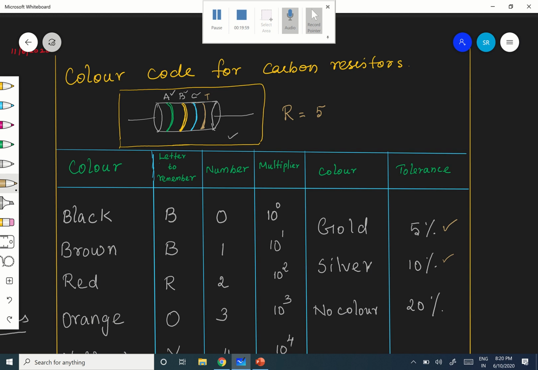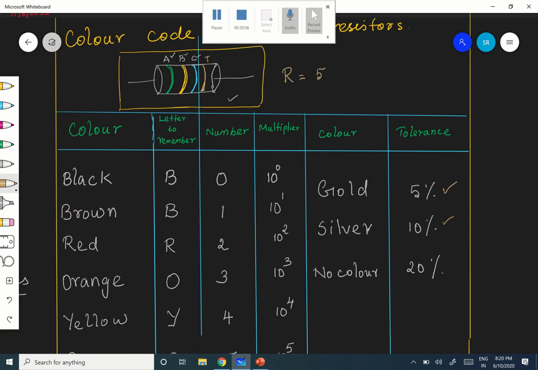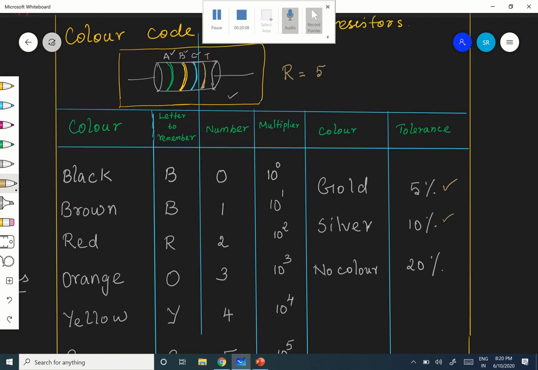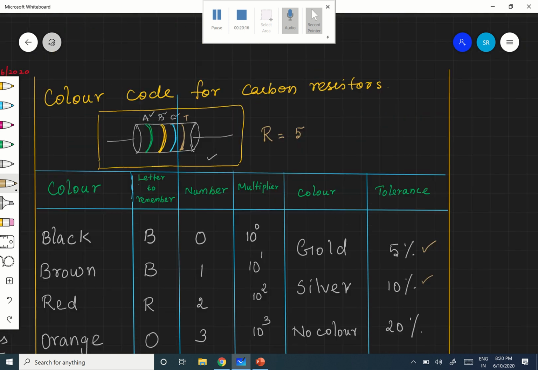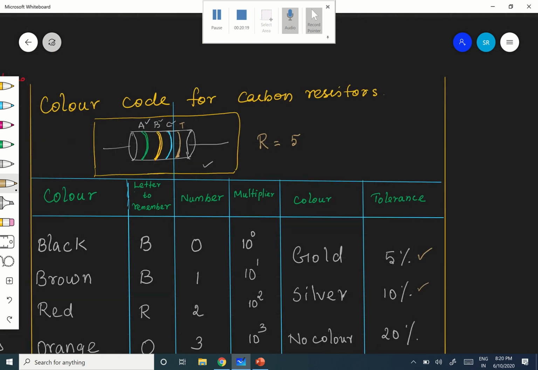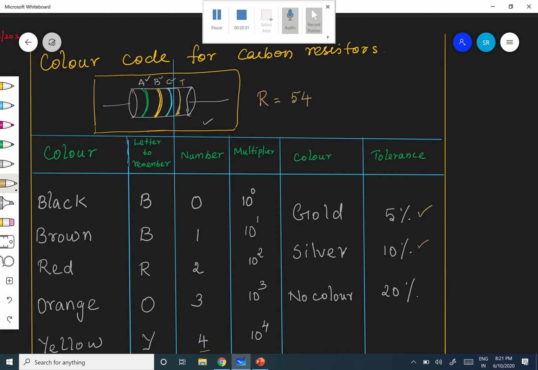Okay, next one is yellow. So therefore yellow, see here, what is the value of yellow? Yellow here is 4. Okay. Therefore, 5, 4. Next, B. B is the second significant figure in ohms. Okay. Then, next one is, okay, there is some problem with this.